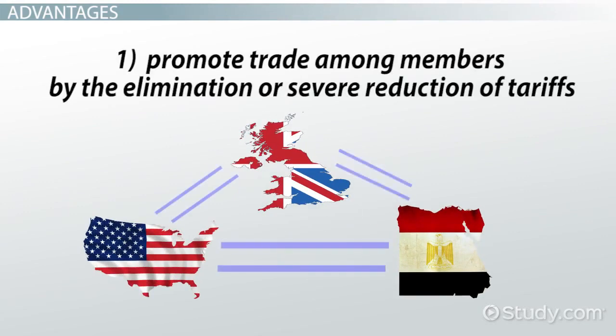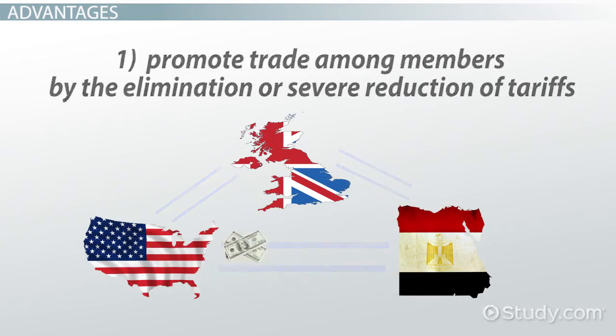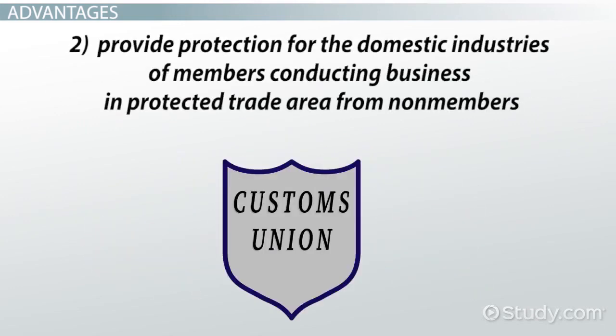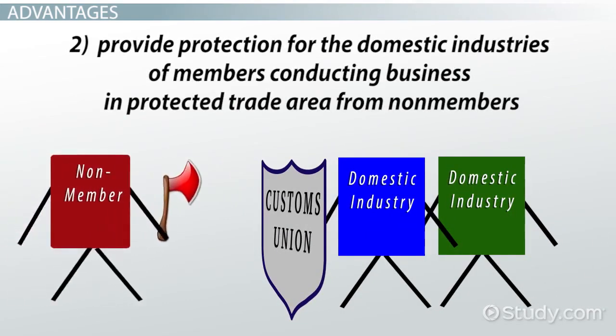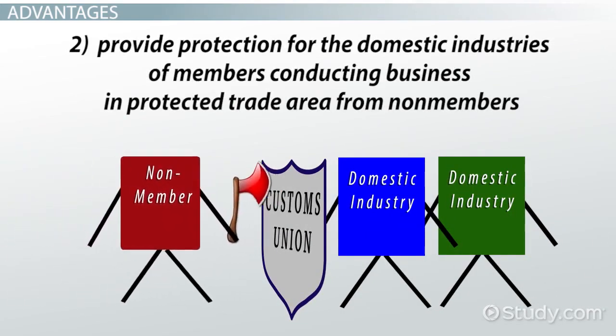1. Customs unions promote trade among members by the elimination or severe reduction of tariffs. The reduction makes exporting more profitable and easier to accomplish because it makes the cost of the goods more competitive with domestic products.